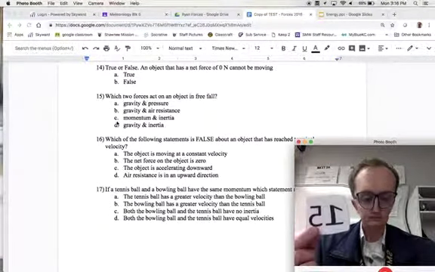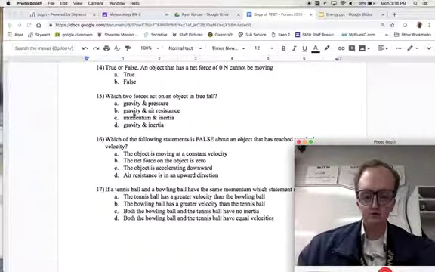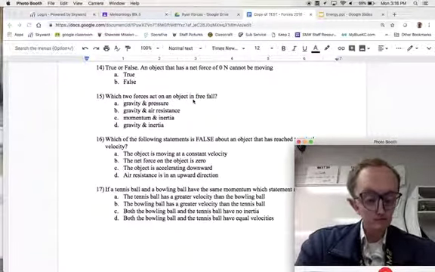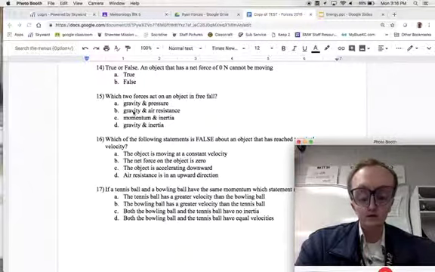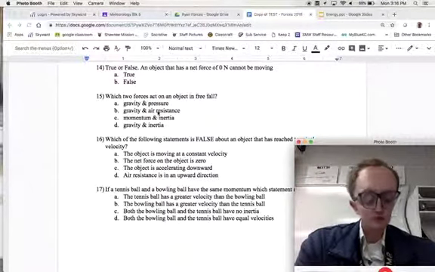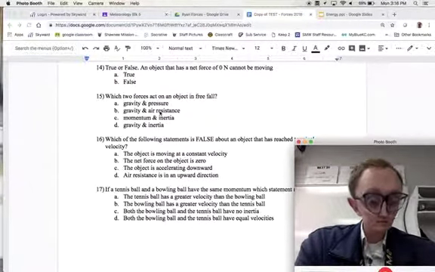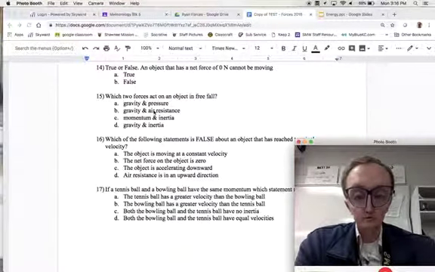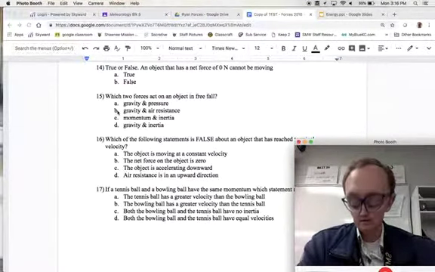15. Right here. Which two forces act on an object in free fall? Well, if it's in free fall, gravity's pulling on it, and it's running into air molecules, so there will be air resistance. We sometimes refer to that as fluid friction or drag. Your answer is B.